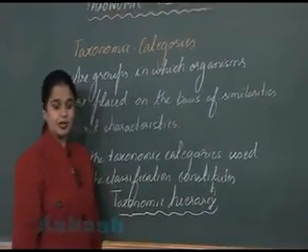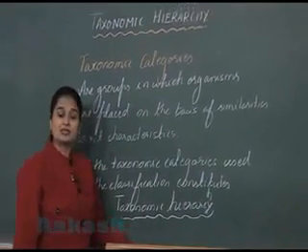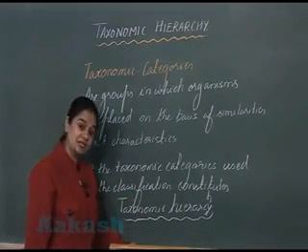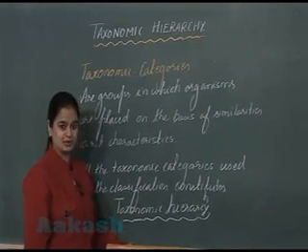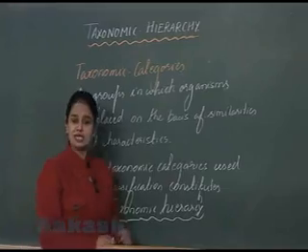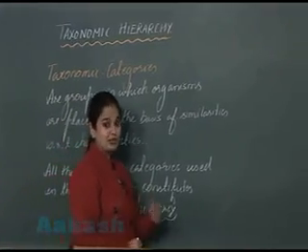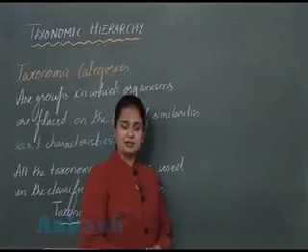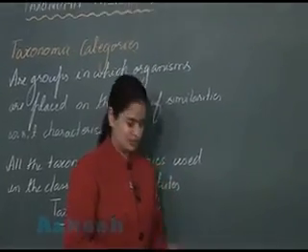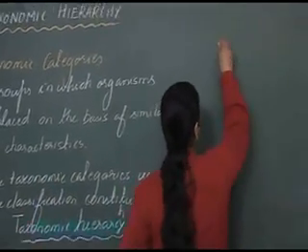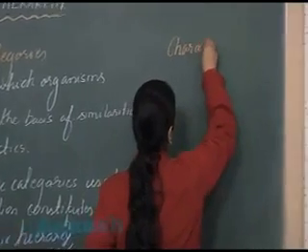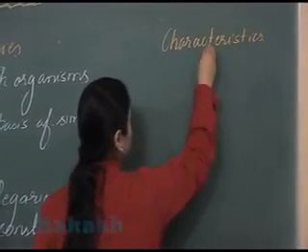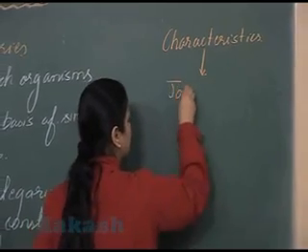So now to explain the taxonomic hierarchy and the taxonomic categories, I will be dealing here with a few examples. Now, one of the characteristics which is utilized for the classification of animals is jointed legs. One of the features is jointed legs.